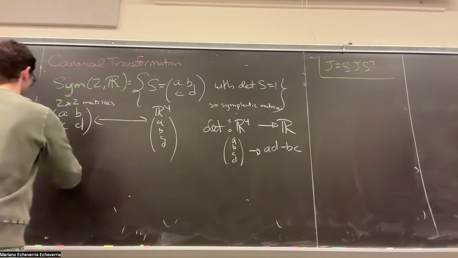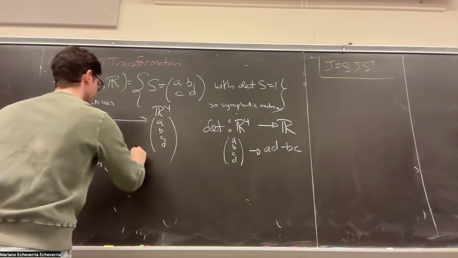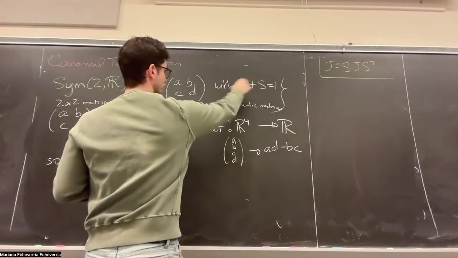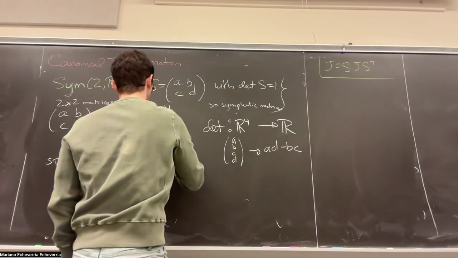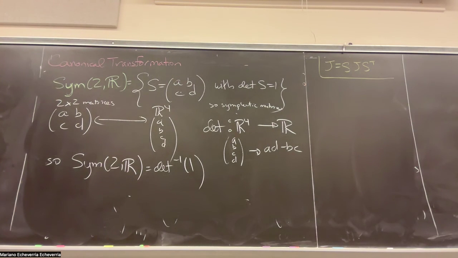This is the inverse image of 1, because we're looking at all the matrices with determinant one. So far, so good. Is that making sense? It is kind of like the analog of a level surface in Calc 3. It's just in R4, so it's a hypersurface.